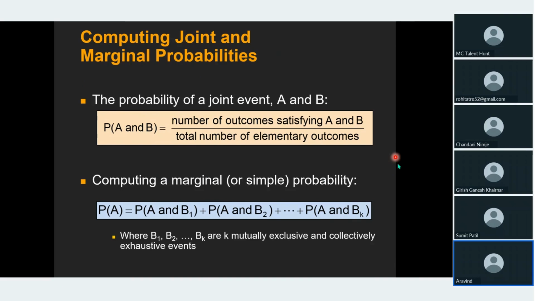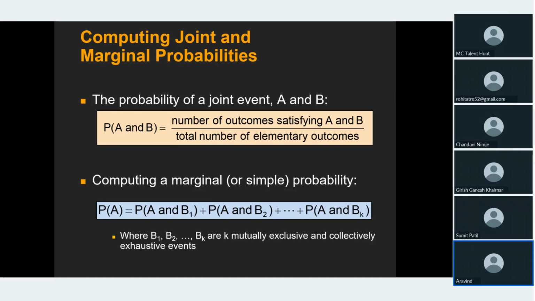About the joint probability and the marginal probabilities itself. So what is the joint probability? Joint probability is nothing but the probability of two events together. So two or more events together is called joint probability. Yes or no? What is marginal probability?